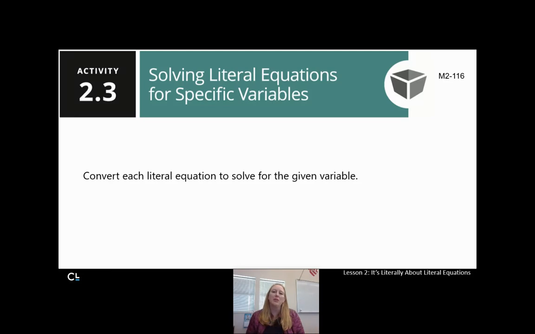And we started playing with them last time. We're going to play with them a whole bunch more today. So the deal is that today we're really going to focus on taking those literal equations and solving them for a given variable, solving for a particular variable. And you'll see what I mean as we go. So we're on page M2-116 in our workbooks.